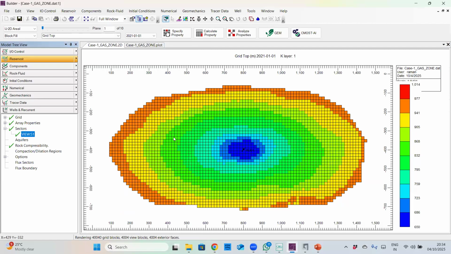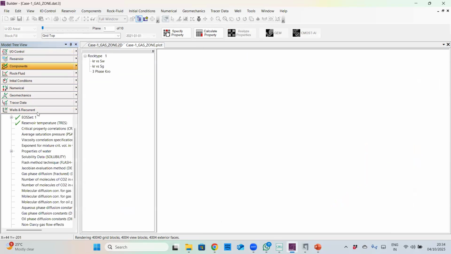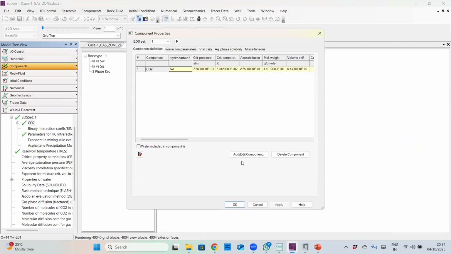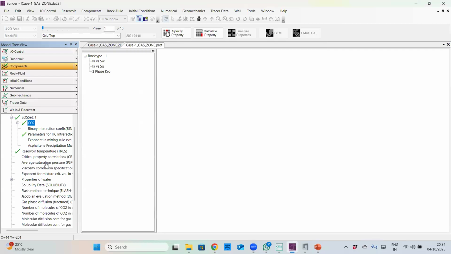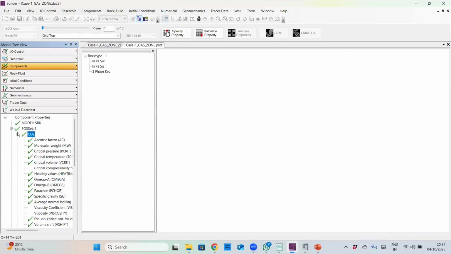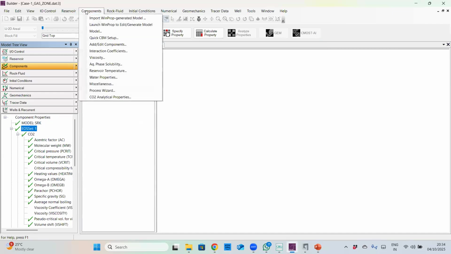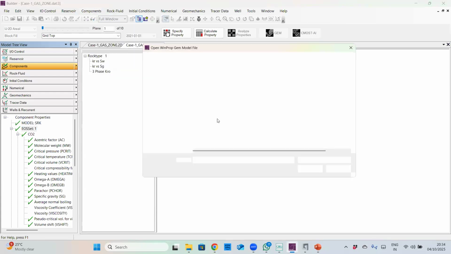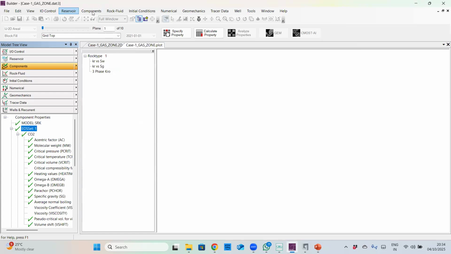The very first thing is having a good fluid model. I need to inject CO2 in a supercritical state. So I prepared my fluid model using CMG WinProp, which is a PVT modeling tool. Let me go to Components and EOS. Okay, this is my EOS, or equation of state, model of CO2 alone. I imported a model generated from WinProp, and that model is what I have used for simulation.